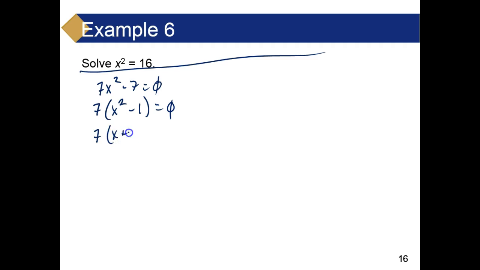x plus 1 times x minus 1, and that's equal to 0. Now we've got a product of 3 entities equal to 0. That means at least one of those has to be equal to 0. Now there's a couple ways you can do this. In fact, we could have done it in the previous step.